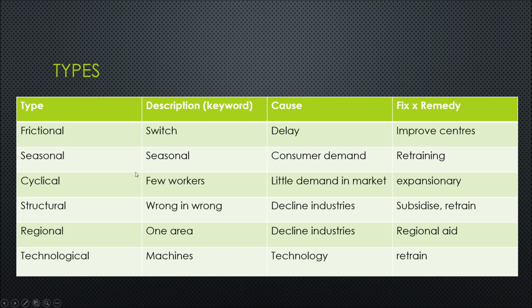Seasonal. It's self-explanatory, so there's unemployment for parts of the year. A cause of this could be seasonal variation in consumer demand, and a fix could be retraining.